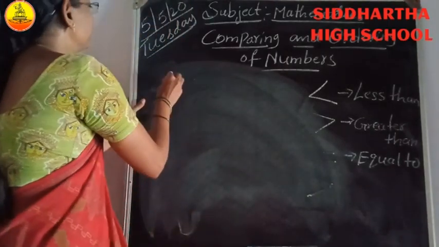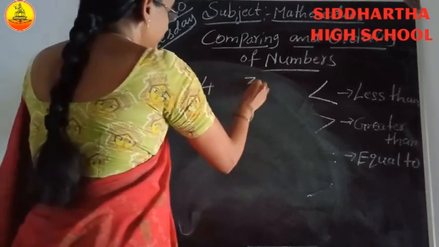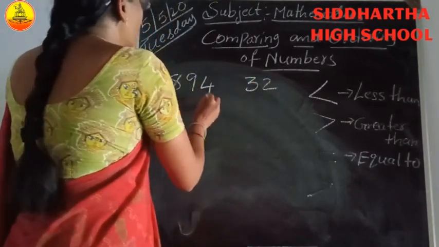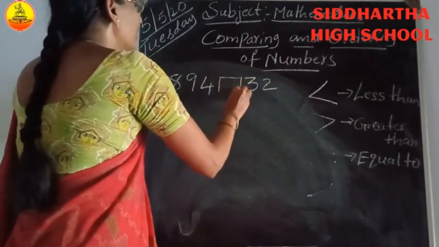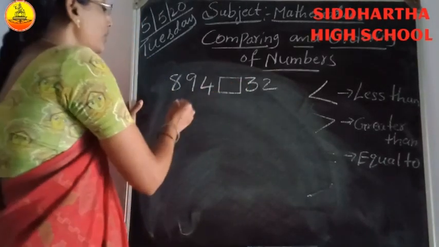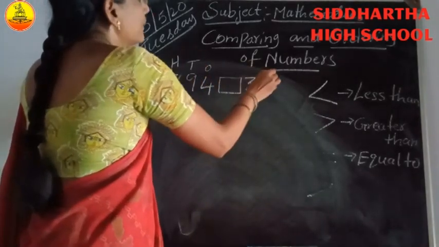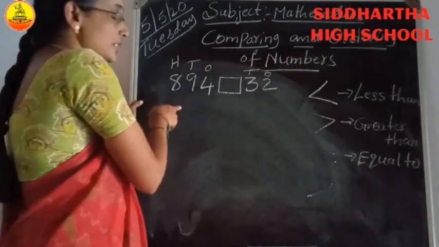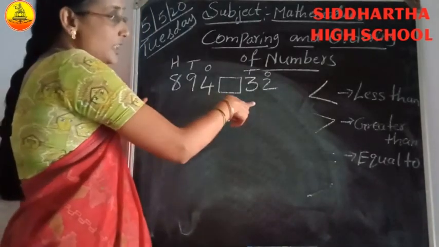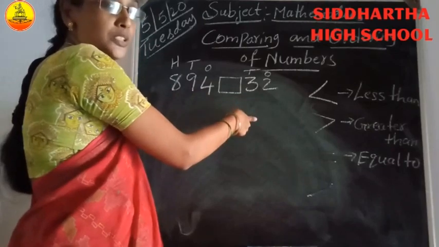Now see here. 894 and 32. First you write the places: ones, tens, hundreds. This also ones, tens. Here is a 3-digit number, this is a 2-digit number.